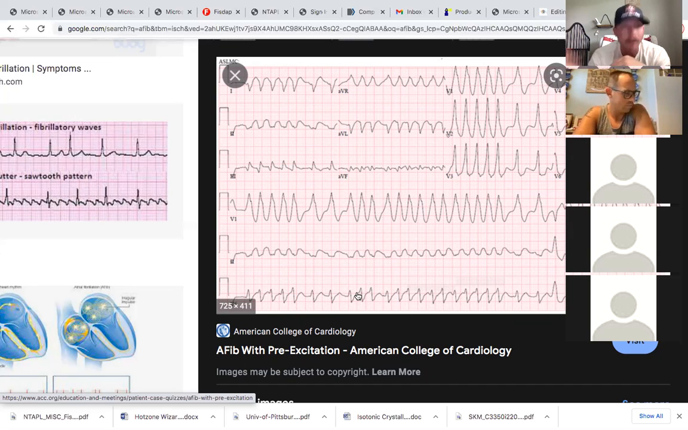So now I'm back on track where, because it's originating in the ventricles, the adenosine's not slowing it down, it's not doing anything. I'm going to go after amiodarone now. So you've got two options here.